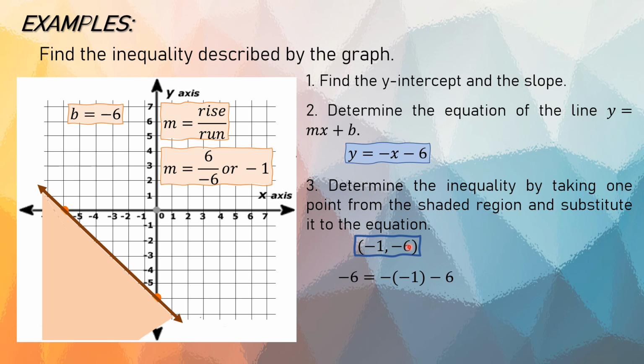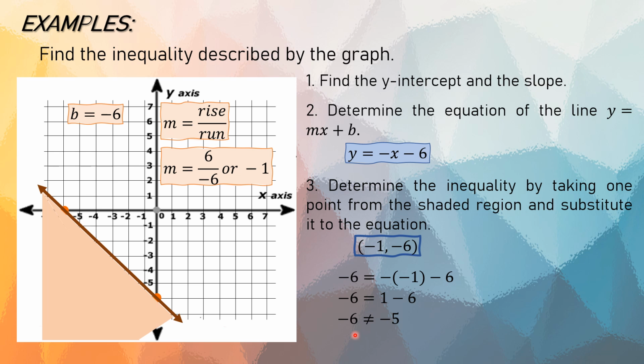Ang value ng y natin ay -6. Ang value naman ng x ay -1. Hindi natin aalisin yung unang negative dahil iyon yung nasa equation. So, let us now simplify. -6 equals +1 minus 6 because negative times negative is positive. Next, -6 is not equal to -5.